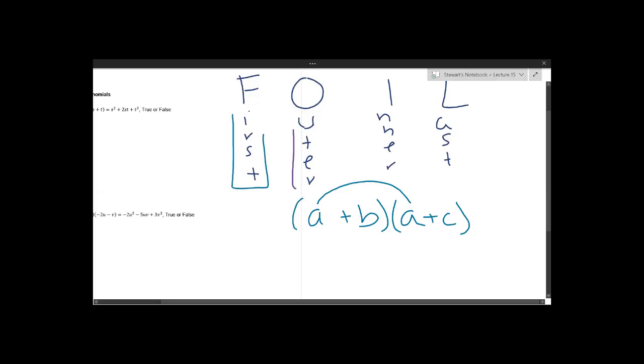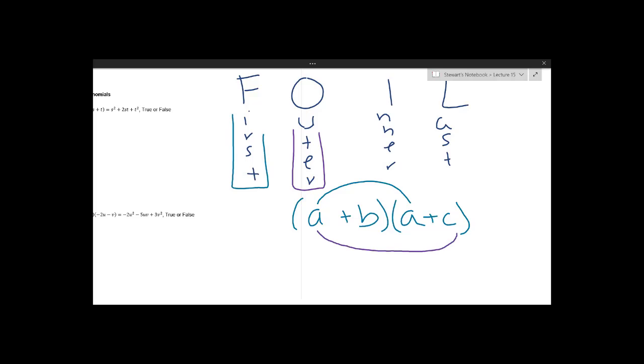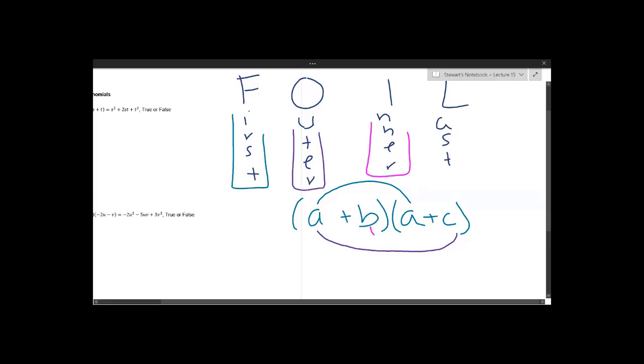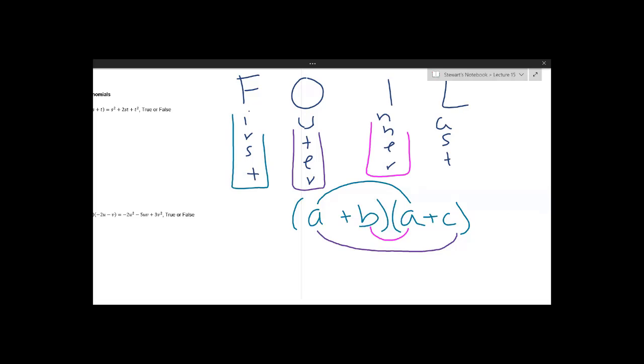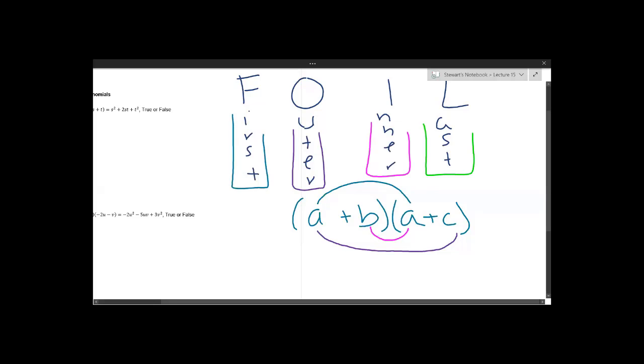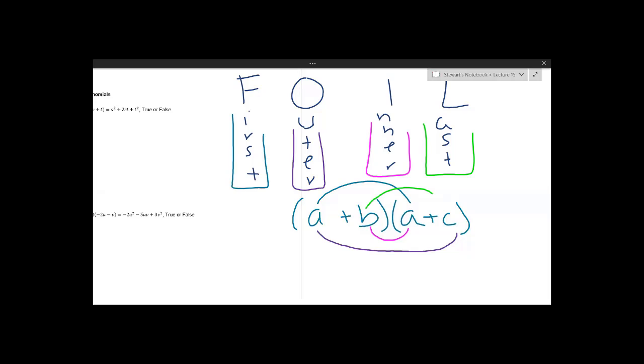Next, we have outer, which means the two outside terms, the ones that are on the outer left and the outer right. And then inner would be the two inside terms, those ones. And then last refers to the two last terms, so these two. So that's the order you multiply in.